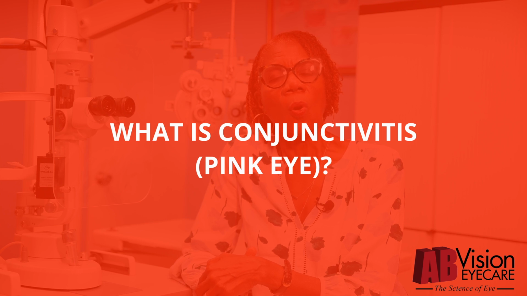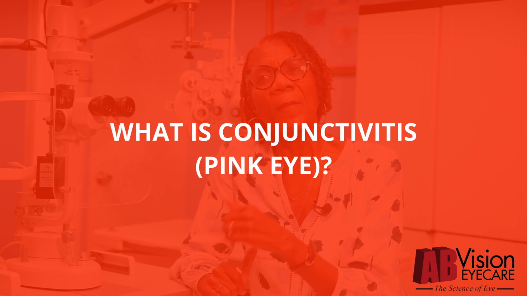Now, another common condition that we see in children and adults as well, but certainly we're talking about children today, is pink eye or conjunctivitis. Now, the word pink comes about because the eye gets pink or red due to the inflammation of the conjunctiva. That conjunctivitis or pink eye can be due to a viral or a bacterial infection, or allergies.